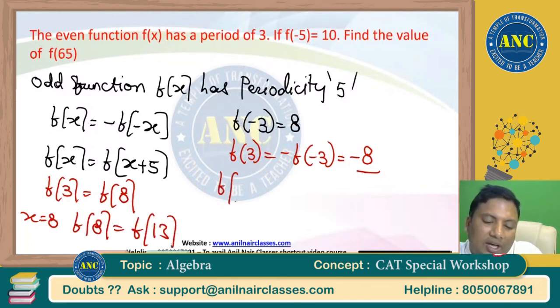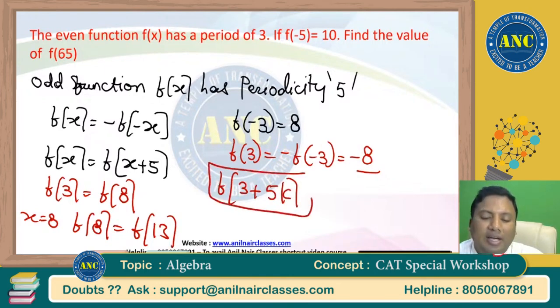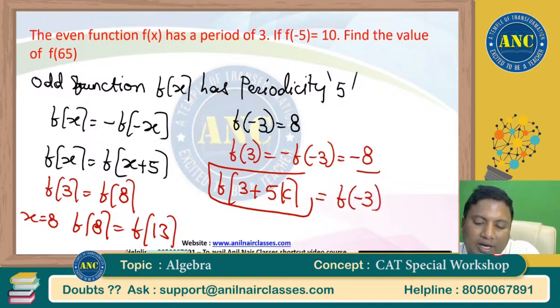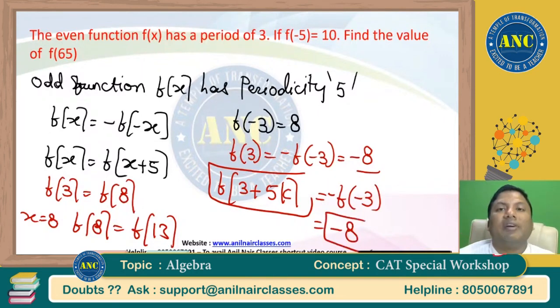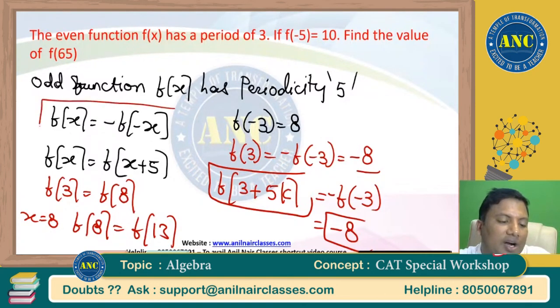That means any question which is of the form 3 plus 5k will take the value equivalent to f of 3, which is minus f of minus 3, which is nothing but minus 8. F of 3, f of 8, f of 13, all are equal. This is the definition of an odd function. I hope the idea is clear.